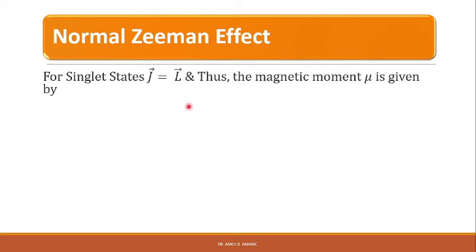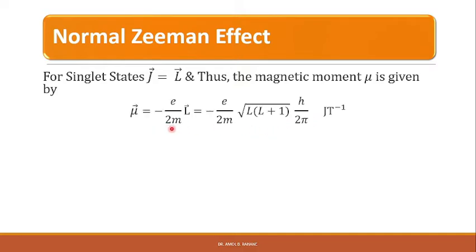For singlet states, J vector is equal to L vector, and thus the magnetic moment mu is given by mu vector is equal to minus e upon twice m into L vector, which is equal to minus e upon twice m into square root of L into L plus 1 times h upon 2 pi, in units of joule per Tesla.